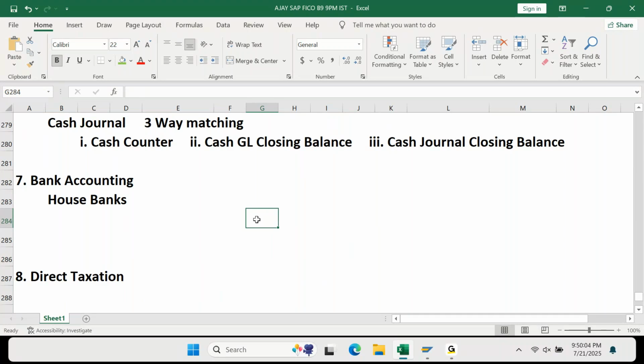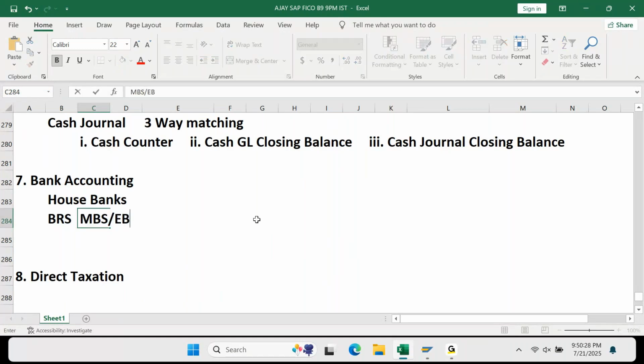Now the moment you're talking about bank, immediately you need to talk about BRS. BRS means what? Bank reconciliation statement. If you are holding a bank account, BRS is by default mandatory or not? Yes, sir. In this BRS, you will get two: one is MBS and another one is EBS. MBS means manual bank statement. EBS means electronic bank statement. You need to understand both. Manual bank statement you need to understand. Electronic bank statement also you need to understand.